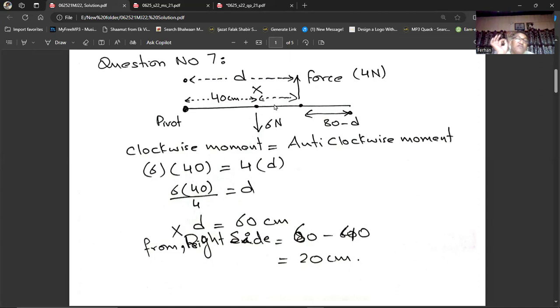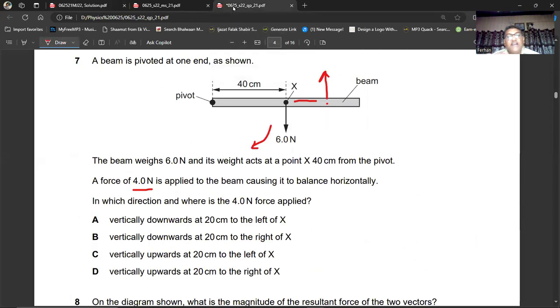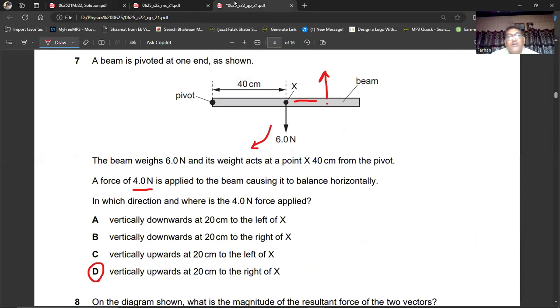So the force F, which is 4 Newton, is acting 20 centimeters on the right side of X in the upward direction. So you see, this is vertically upward at 20 centimeters to the right of X. So I think D is the choice. A very, very tricky question. And for question number 7, D is the right answer. I hope you understand this.